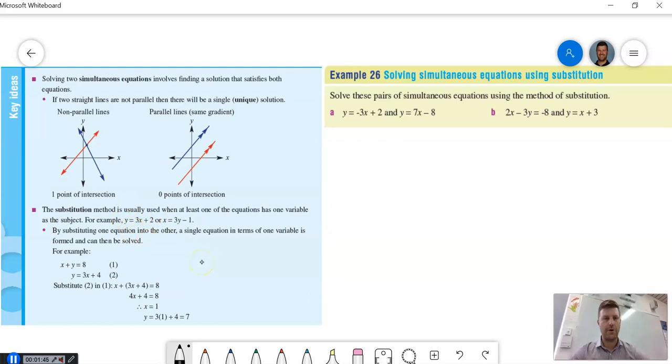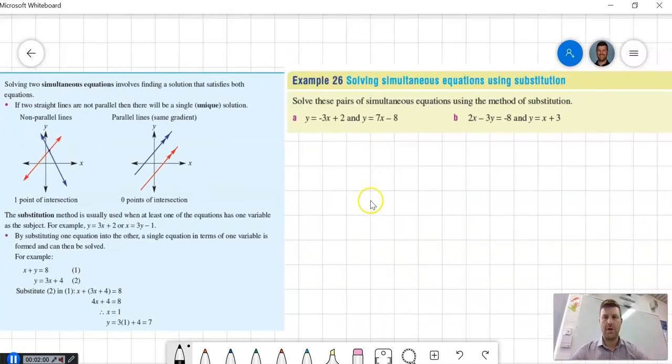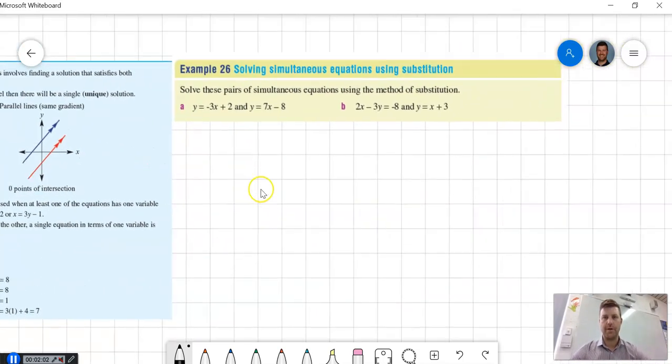I'm going to go through a couple of examples here, but essentially it's about substituting one equation into the other and solving for either x or y first, and then using that value to solve for the other pronumeral. So let's look at these two examples we've got here.